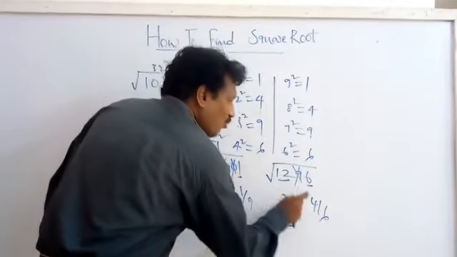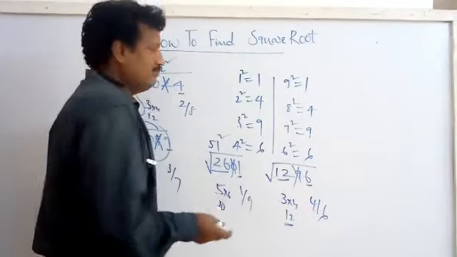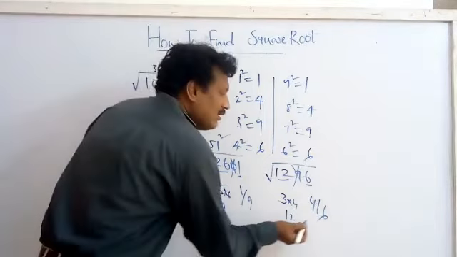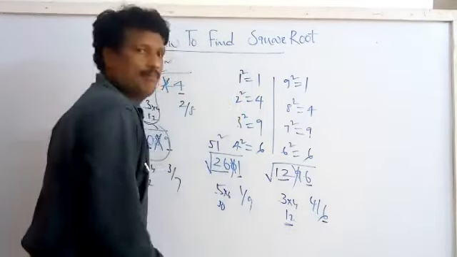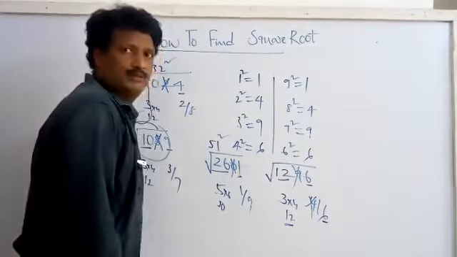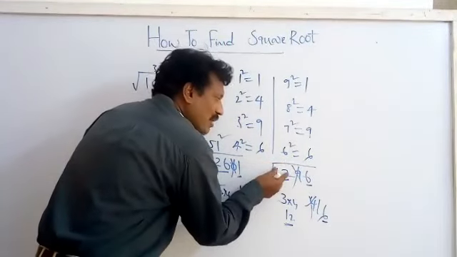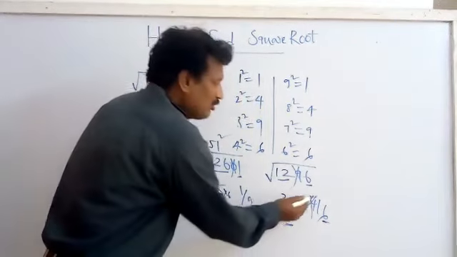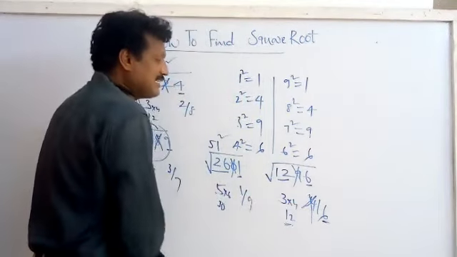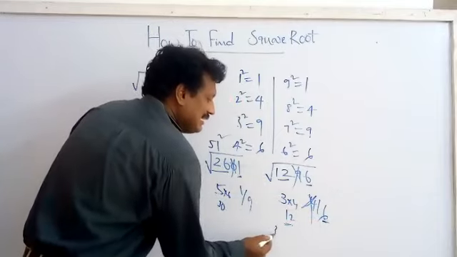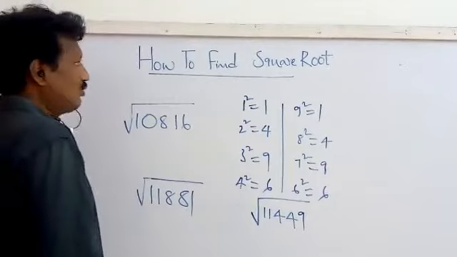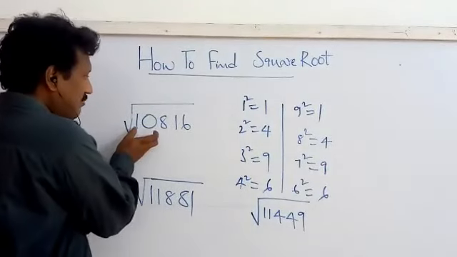Whether you want to take 4 or 6, whenever these two values become equal, we should take the higher value only, not the lower value. Whenever this value becomes equal to this root value, we should take the higher value only. So the answer is 36 square.